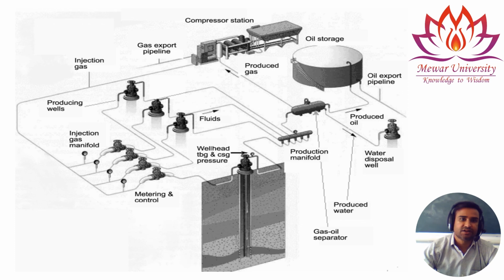This is another well. Same action is being repeated, going to the production manifold and complete oil and gas moving to the storage. This compressor station is used to compress the oil when the pressure is reduced.